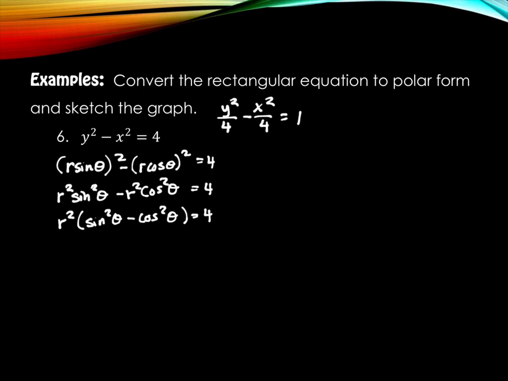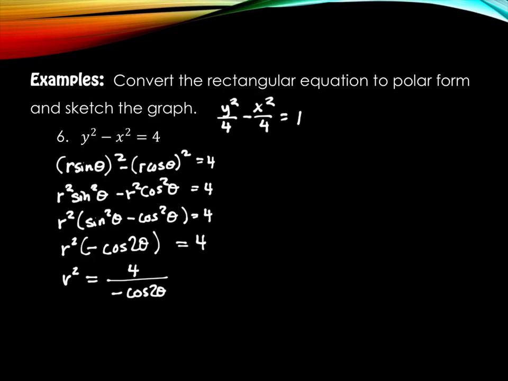So the sine squared minus the cosine squared is actually really close to the double angle of cosine. In fact, it's exactly the opposite. So this is the same as the negative cosine of 2 theta. Okay, so what's next? Well, we're trying to get r, or in this case r squared at the moment, alone. So I have r squared, and I'll put the negative cosine 2 theta to the other side as division.